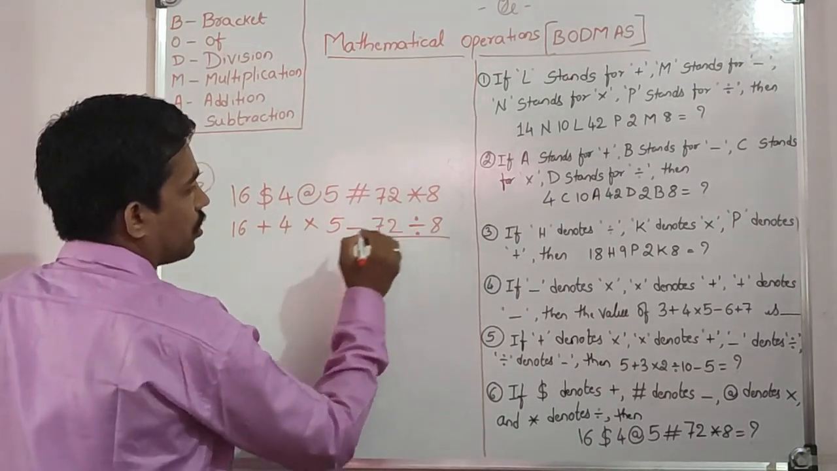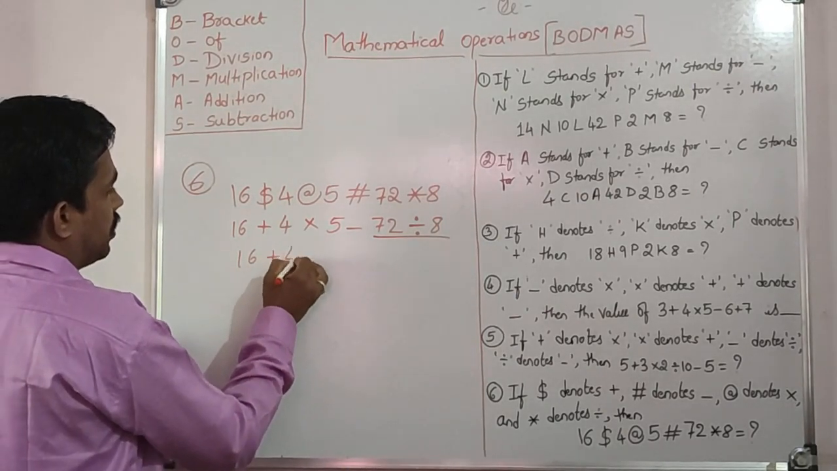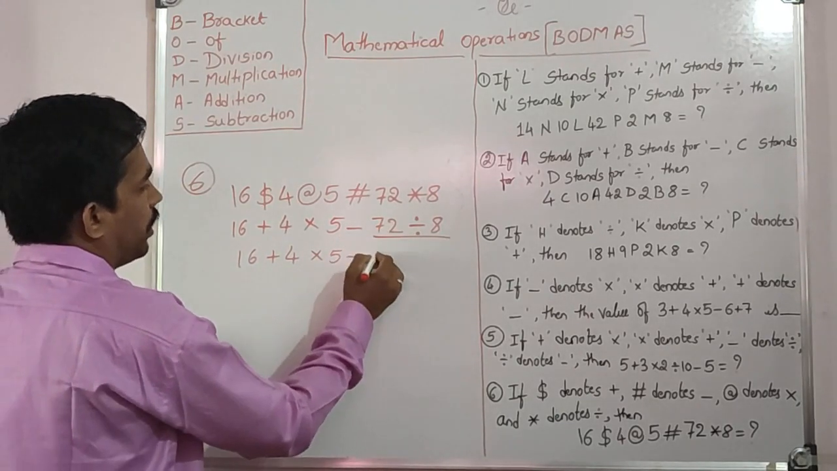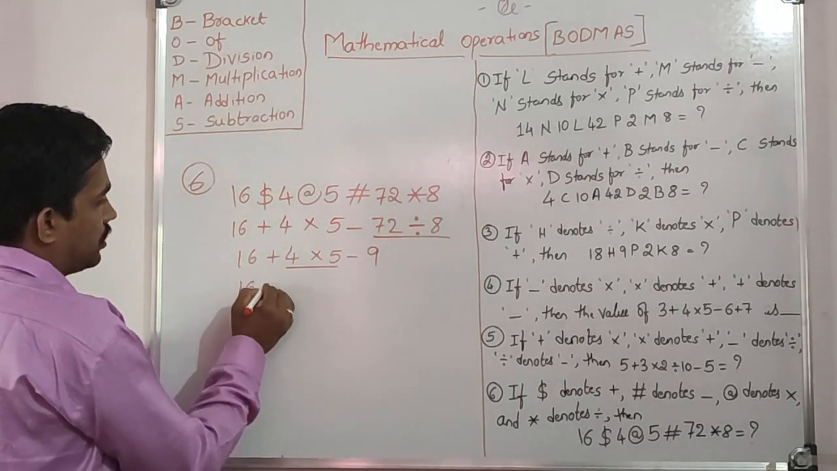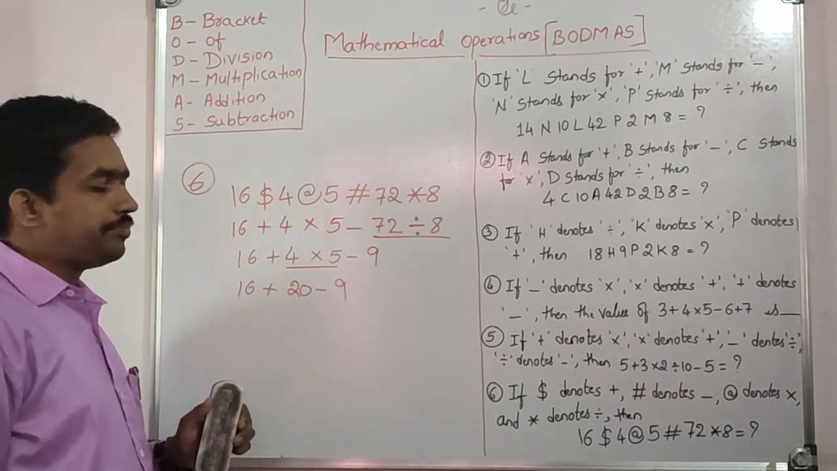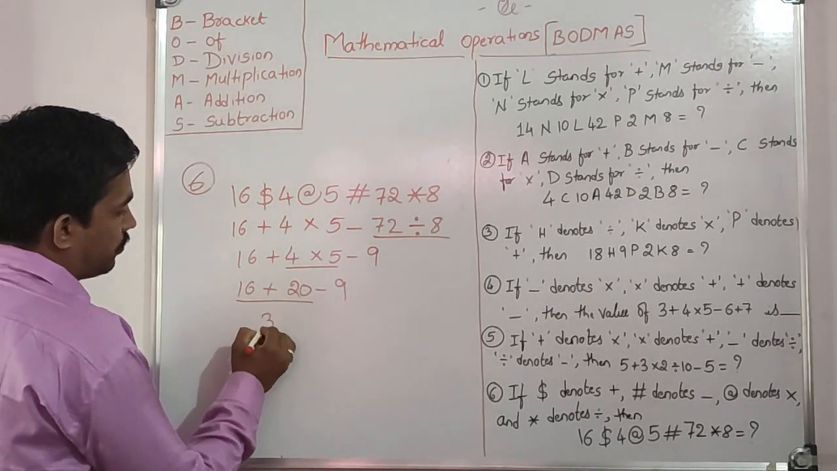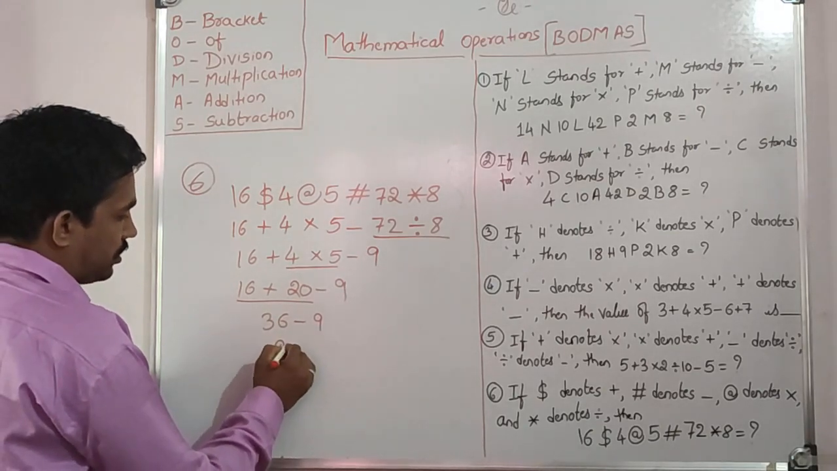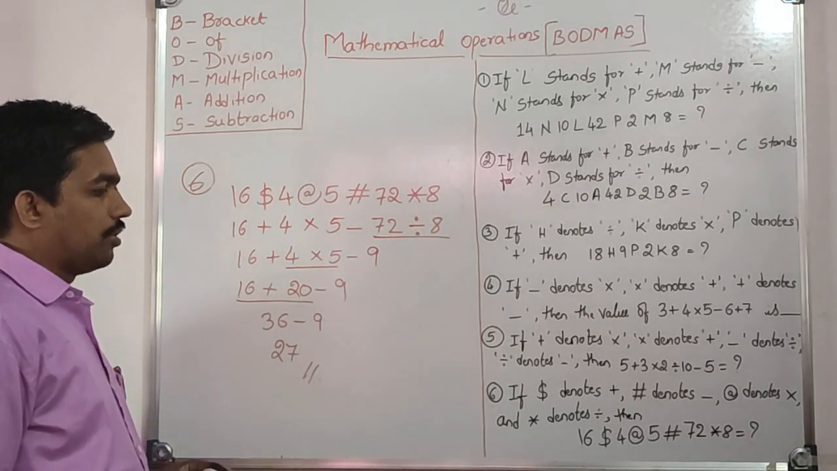So this is our problem now. So we have to solve this. So 16 plus 4 into 5 minus 72 divided by 8 means 9. Now we have to do multiplication. 16 plus 4 5s are 20 minus 9. And then we have to do plus: 16 plus 20 means 36 minus 9. 36 minus 9 is 27. So this is our sixth problem.